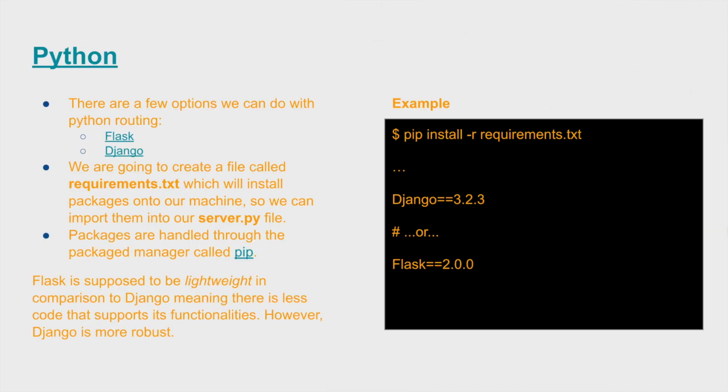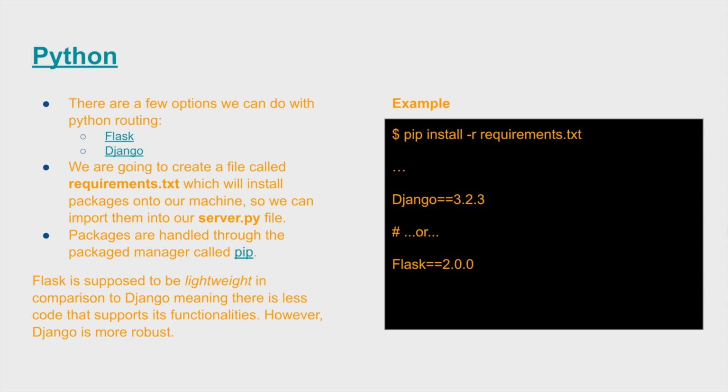With Python, there are two packages that you can import that cover routing. One of them is Flask, and the other one is Django. You typically want to install these through a default package management system, which is called pip. You need to define a requirements.txt file with your chosen routing package, and you want to import them in your server.py file. Make sure to install pip, otherwise this isn't going to work.